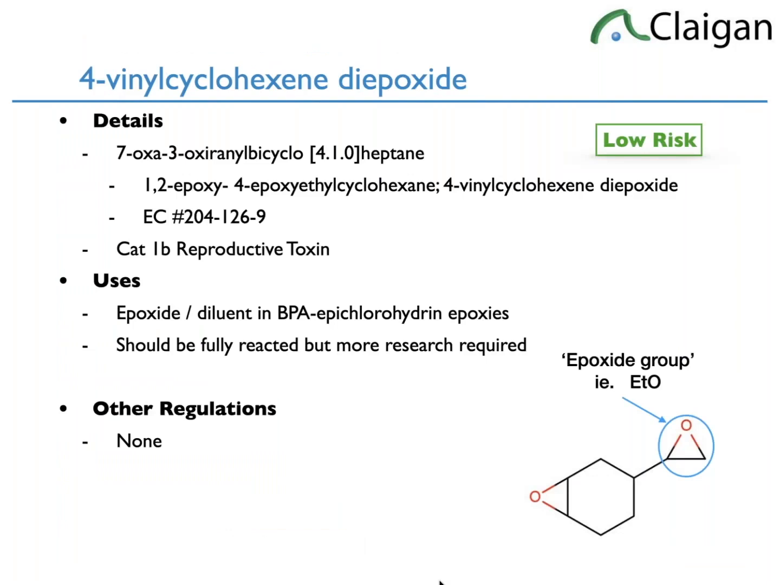This one's also low risk. We do talk about it because it has some similarities to what we talked about earlier as being high risk. It is another epoxide. An epoxide has that triangle group with the oxygen at the top. It's like a sun coming over a pyramid. That's ethylene oxide. It's again typical of an epoxide or diluent for BPA epichlorohydrin hard epoxies.